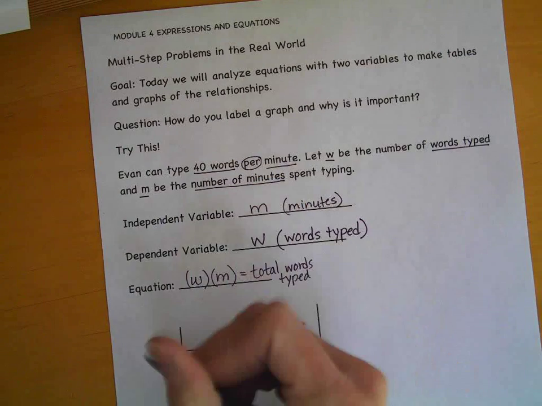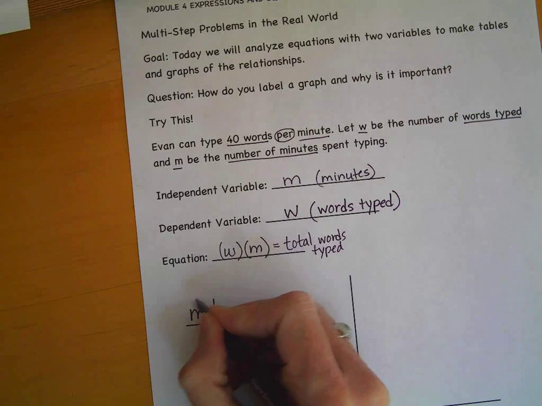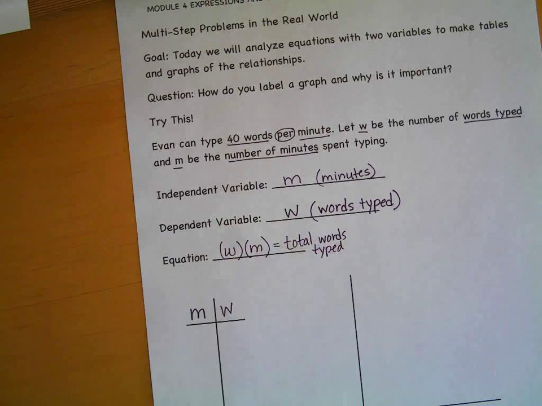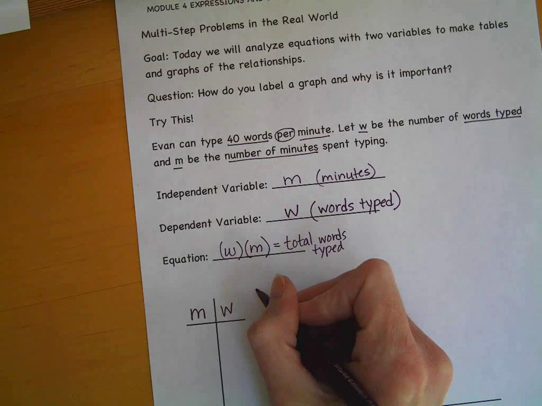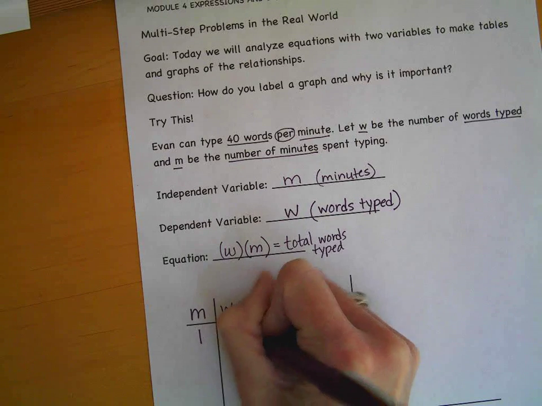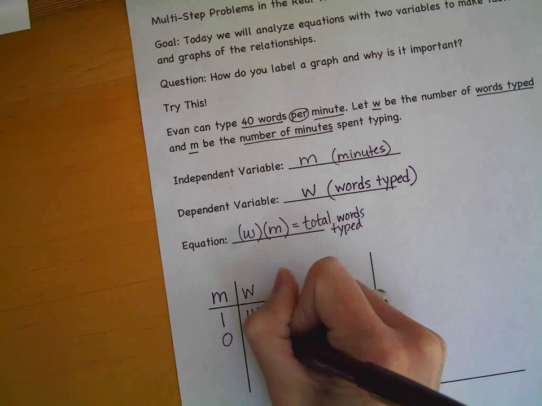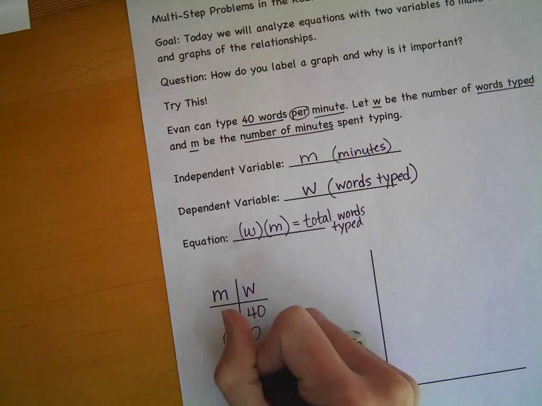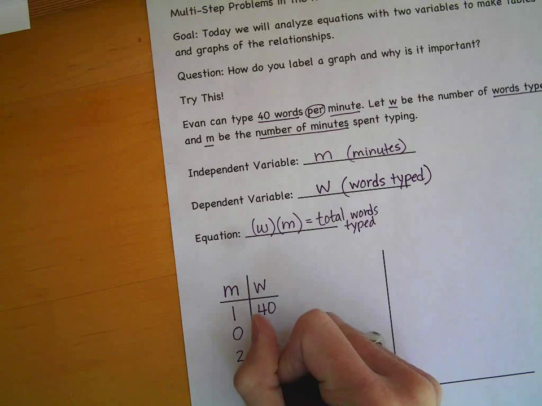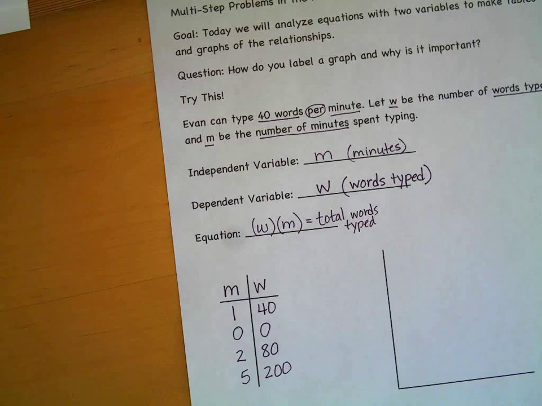And we actually know that in 1 minute, so if we put minute as the independent, because remember in our lesson yesterday we said this was the independent, so our independent is our minutes, and then our W is our words typed, so that's the dependent. And so we learned that in 1 minute, Evan can type 40 words, right? If he types 0 minutes, then that means there are 0 words typed. If he types 2 minutes, then he has 80 words. And if he has 5 minutes typing, then he has 200 words, okay?